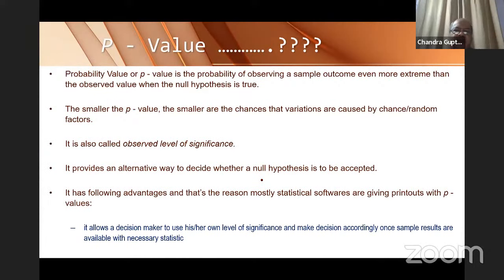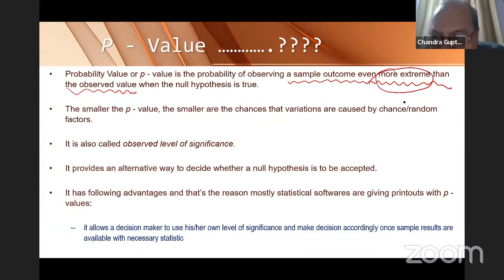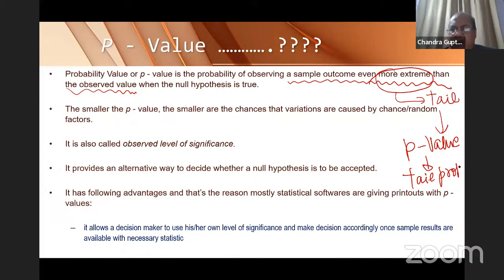Probability value is the probability of observing a sample outcome even more extreme than observed when the null is true. When you say more extreme, I'm referring to the tail, and probability value is always a tail probability. The smaller the p-value, the smaller are the chances that variations are caused by chance or random factors, and hence the null should be rejected.